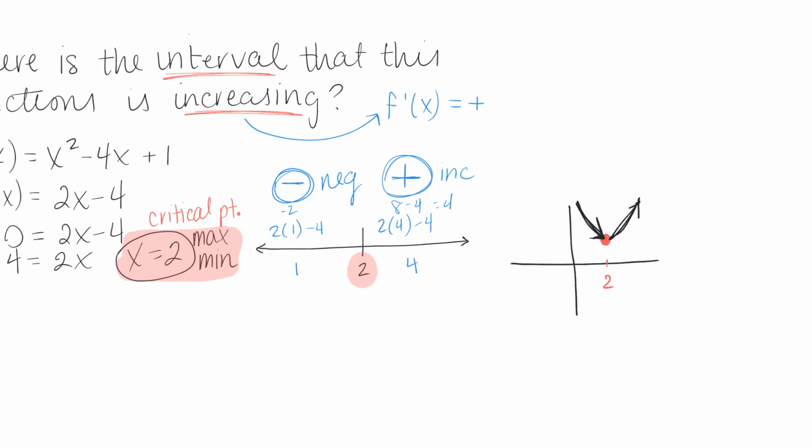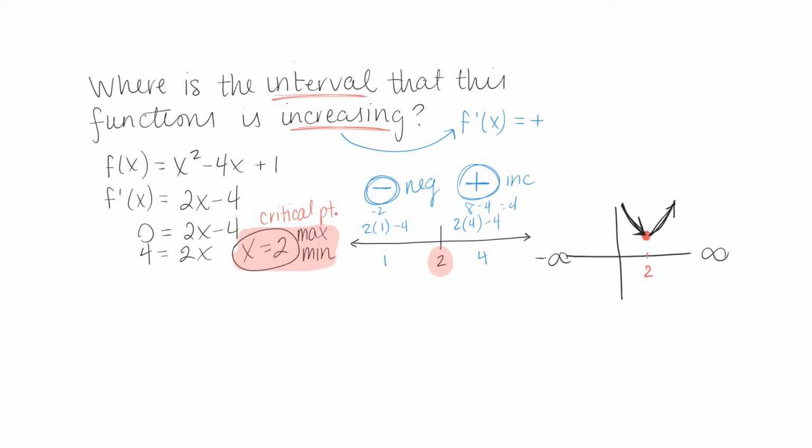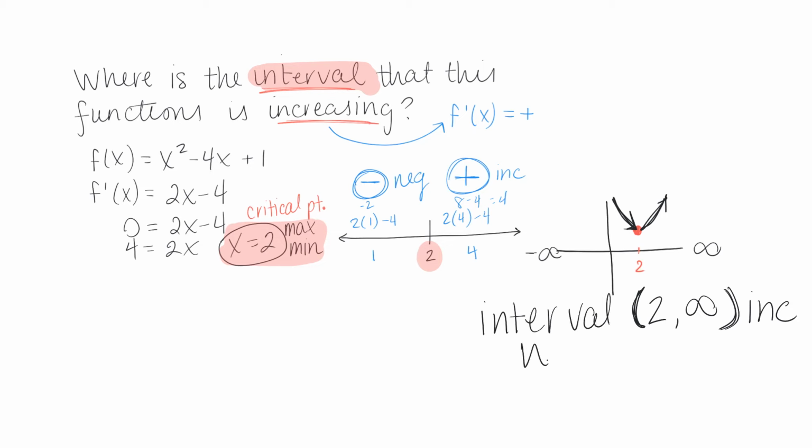So remember what we said. We said that this is infinity over here and this is negative infinity. And our original question was, where is the interval that this function is increasing? Well, we can see that this function is increasing from 2 to infinity. And this is not a coordinate. This is interval notation. Interval notation. And that is the final answer.